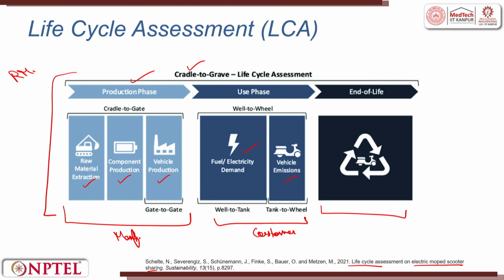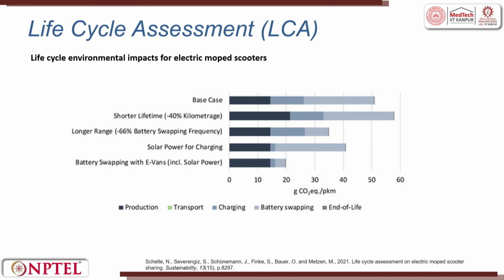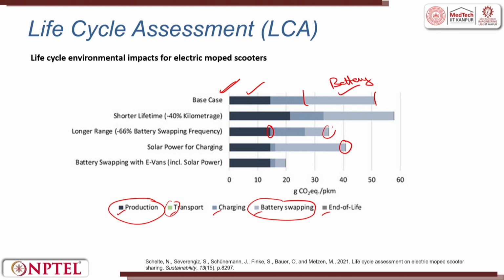In this case, some data points that we can see from this study, the base case, you can see there is a legend available. This is production, transport, charging, battery swapping, end of life. Majorly, you can see the environmental impacts which had been calculated using some of the tools of life cycle assessment are either in production, that is dark blue, or in battery swapping. That is in the use case, this is battery swapping, and majorly it is production. Transportation is very minimal, just between production and use there could be transportation, and you can see end of life is also a small edge.